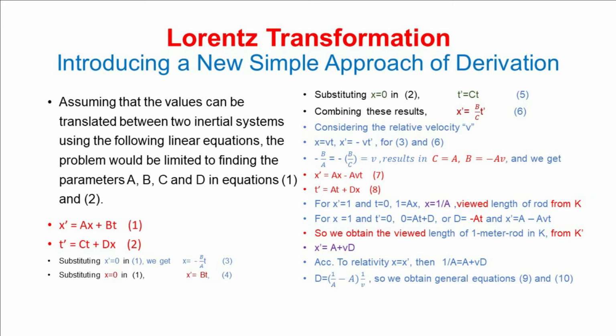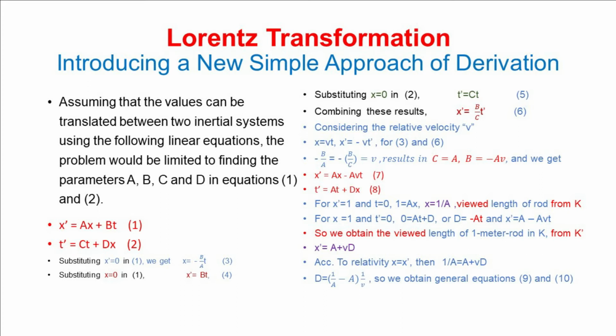From equations 3 and 6, minus b over a equals minus b over c equals v, which results in c equals a, b equals minus av, and we get equation 7, x' equals ax minus avt. Equation 8, t' equals at plus dx.